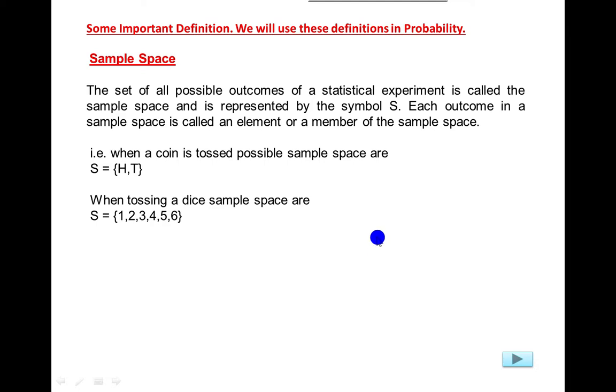I am your statistics teacher, Professor Dr. Afaq Ahmad. Today we will start the second part of your syllabus, that is probability. Before probability, I will explain some important definitions. We will use these definitions in probability.